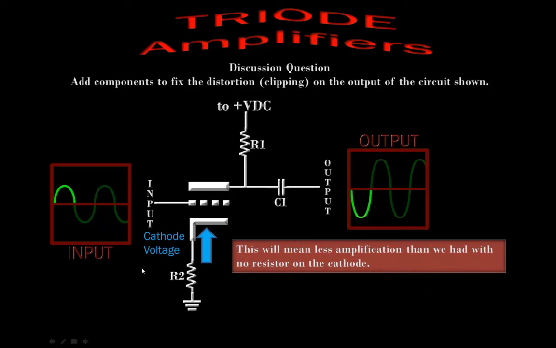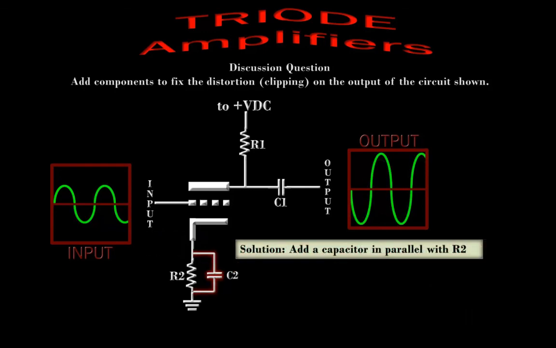What this all means is that we have less amplification now with this resistor on the cathode than we did without it. We fixed our distortion problem of hitting saturation before cutoff. We have less amplification. How are we going to fix that?